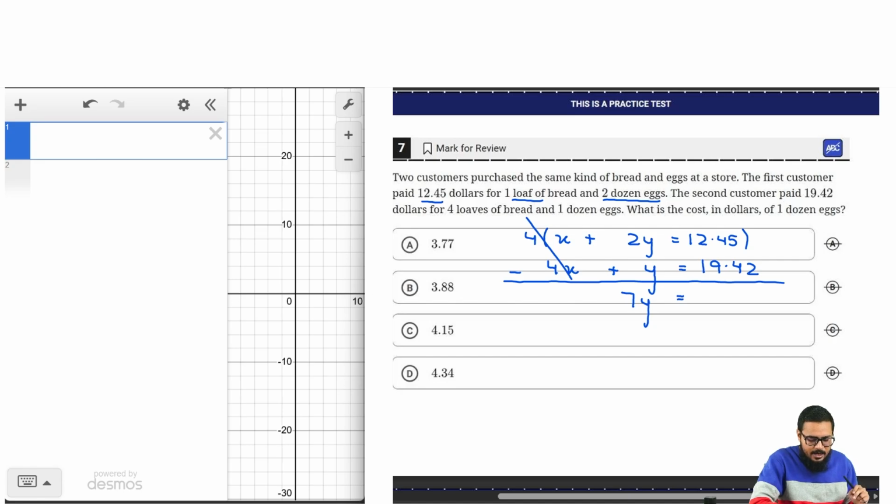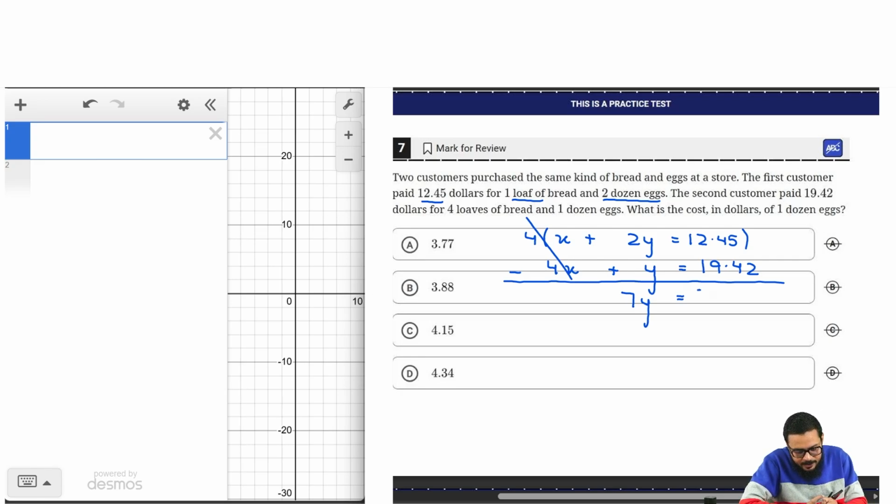So let's see what is 4 times 12.45. I'm just typing this on my calculator. So 4 times 12.45, that's the next thing that I have to do. To avoid any silly errors, that's 49.8. I'm going to subtract 19.42 from 49.8. So 49.8 minus 19.42 comes out as 30.38.